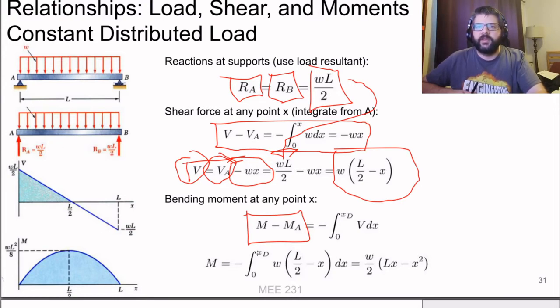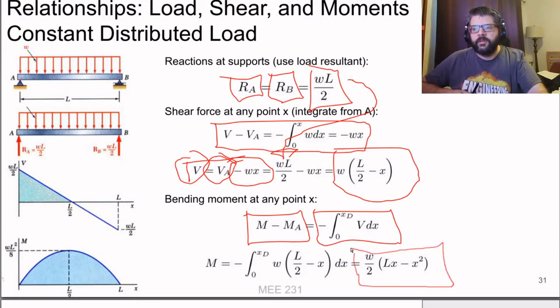So the key here is that the bending moment at any free end is going to be 0. That's your boundary condition. And then you can just integrate that and find out, we'll get this relationship here.